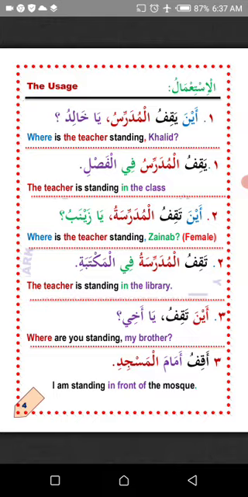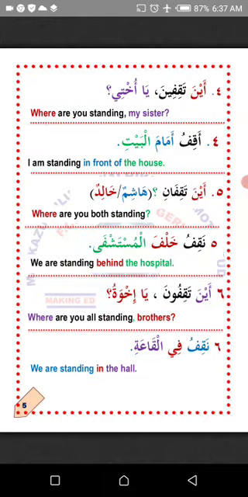ما شاء الله. Number 4. أين تقفين يا أختي؟ Where are you standing, يا أختي, my sister? Now the answer: أقف أمام البيت. I am standing in front of the house.